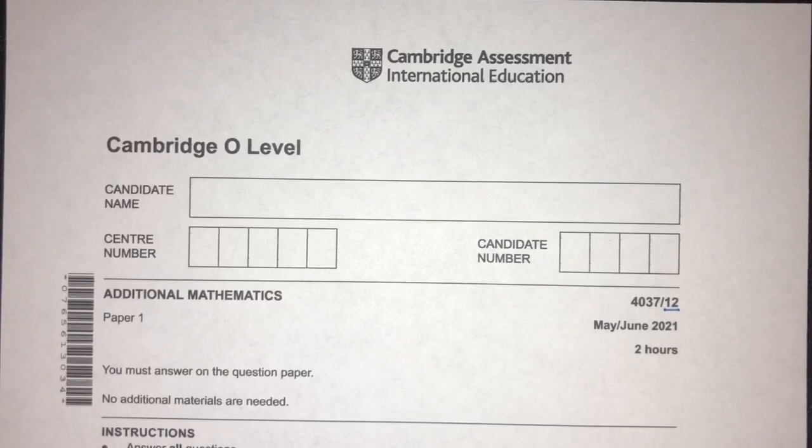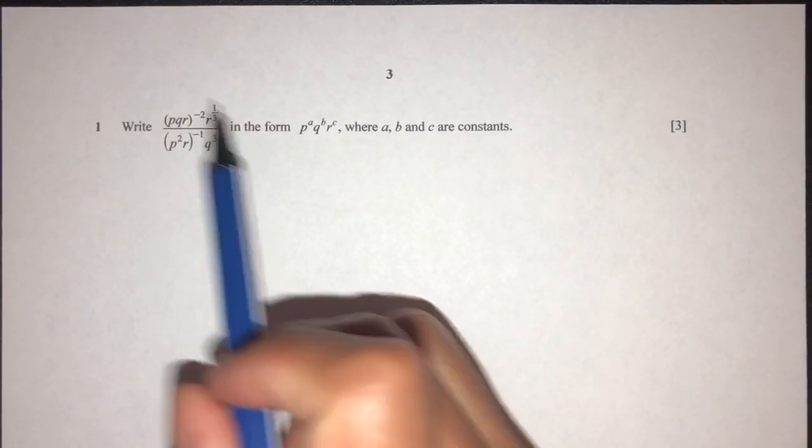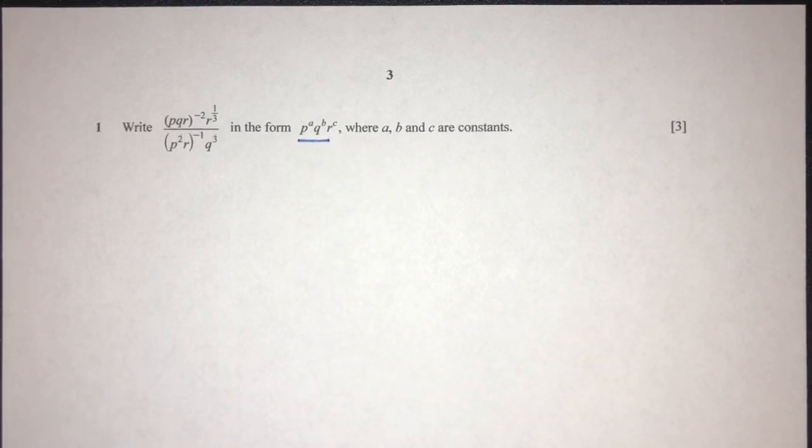Okay, so with that being said, let's move on to question number 1. So here, what do we have? We have to write this thing in the form of this, where A, B, C are constants. So pretty easy, step by step.